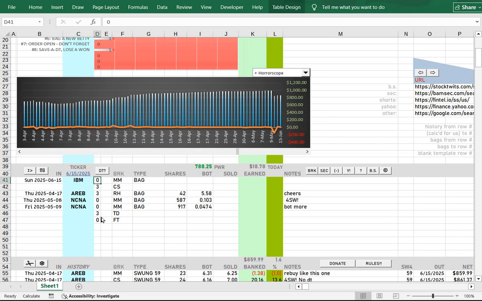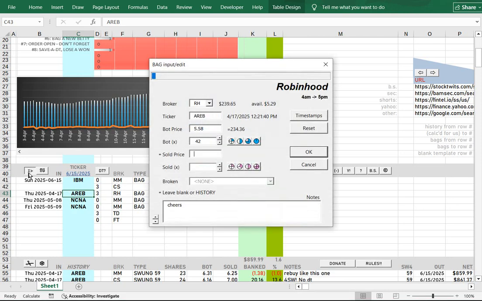Bags can be input directly on sheet. All fields autofill except ticker, shares, price bought, and price sold. Use the Edit dialog for convenient form input and overrides. Select desired bags row, then press the Edit button to open the dialog.